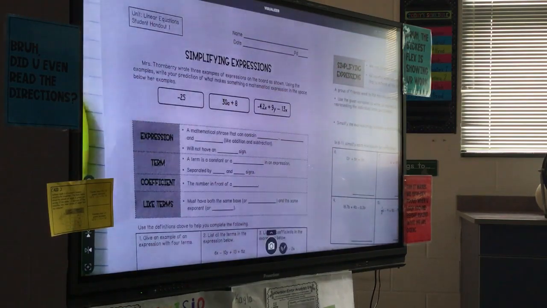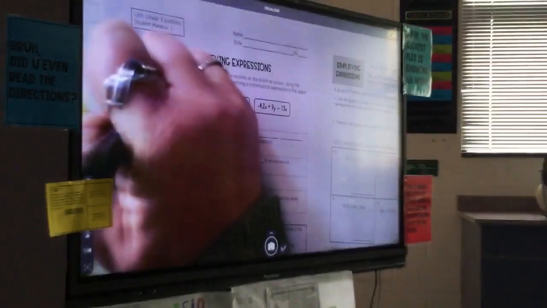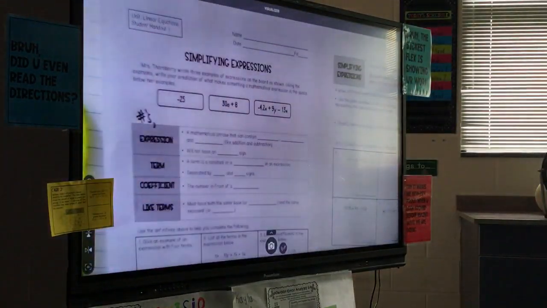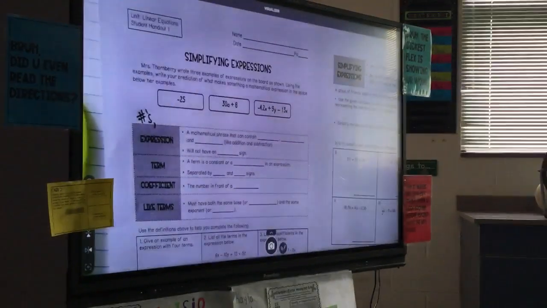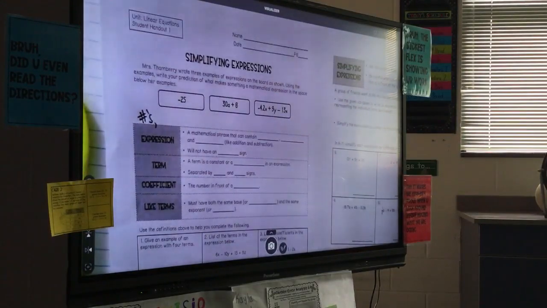All right, go ahead. Have a seat. So, what is one thing that all 3 of these have in common that makes them an expression? Brielle? There's numbers. Okay, so numbers. That's one reason. Okay, what's another reason? All 3 of these are an expression for this particular reason. Because they all have symbols, like adding. So operations.